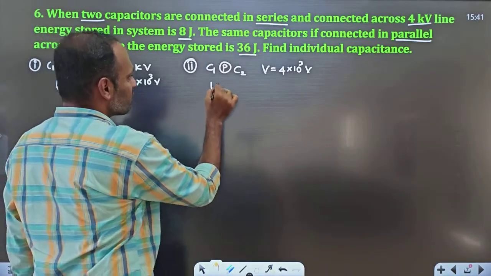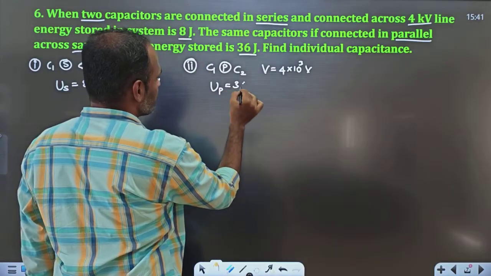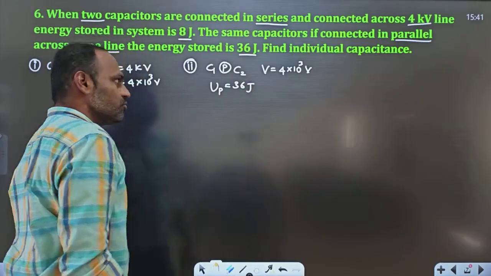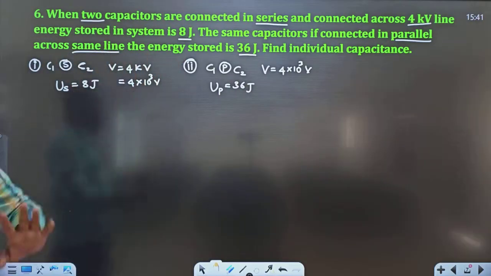So this time the energy stored was 36 joule. Correct. This much is the energy. Find individual capacitance. Individual capacitance has to be found.